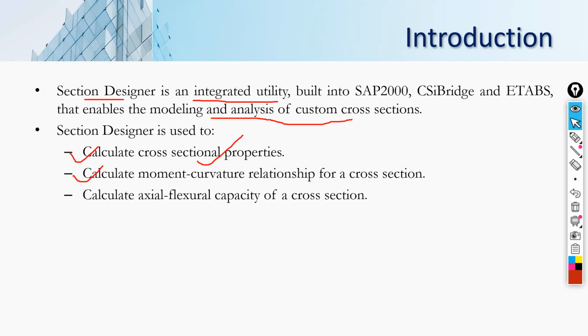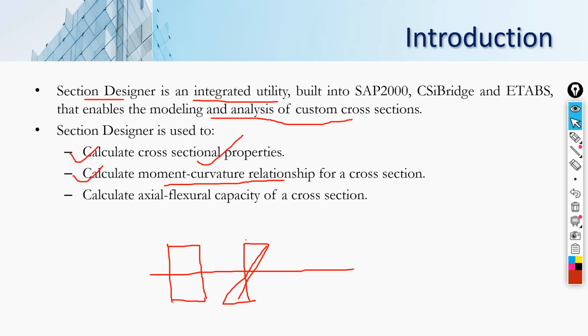Similarly, section designer also calculates the moment curvature relationship for a cross-section. You may have learned about this moment curvature. Curvature denotes the extent of bending that is present in any cross section, may it be a beam or column. You may have studied, if this is a rectangular beam and we want to draw the strain profile, then this will be the strain profile. Suppose that the strain at the extreme compression fiber is epsilon, and the depth of the neutral axis from the extreme compression fiber is C, then the value of our curvature is given as epsilon over C.